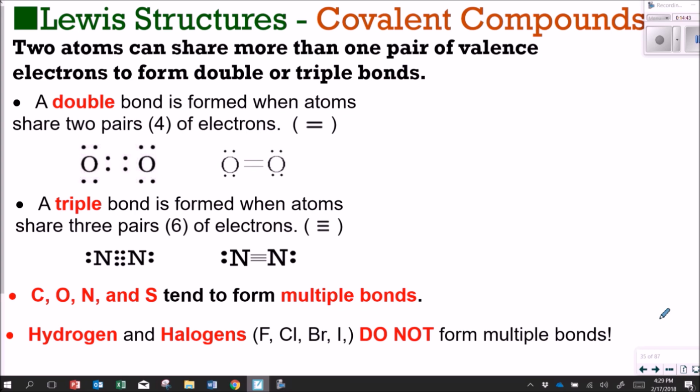Sometimes atoms can share more than 1 pair of valence electrons to form double or triple bonds. A double bond is formed when atoms share 2 pairs of electrons. So the 2 oxygens here are sharing 2 pairs of electrons represented by 4 dots or by 2 dashes. A triple bond is formed when atoms share 3 pairs of electrons, with 6 electrons. We have the 6 electrons shared here for nitrogen, which is a triple bond, or 3 dashes to represent our triple bond. Carbon, oxygen, nitrogen, and sulfur are the atoms that tend to form multiple bonds, and hydrogen and the halogens do not form multiple bonds.